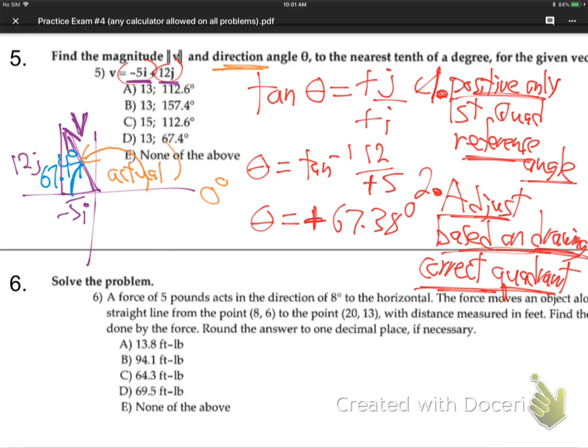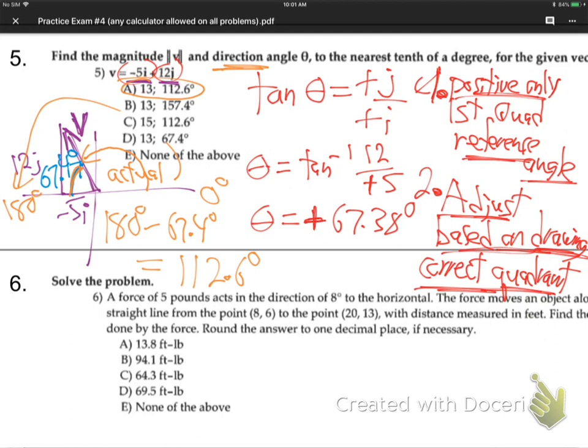So how do you find that? That's 180, subtract the 67.4. What is that? 112.6? There it is. Oh, no. C is the bad answer. It almost got me. It's A. All right, there we go.